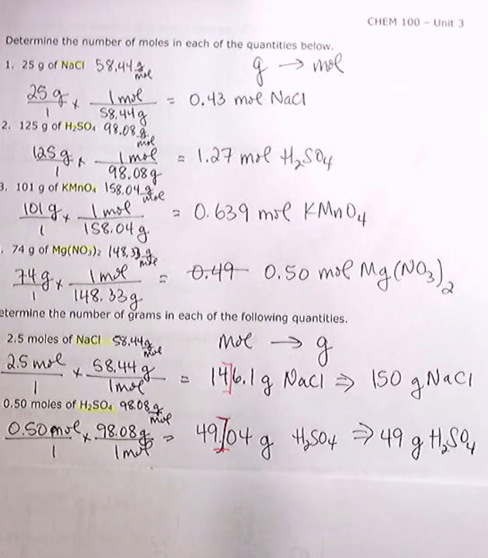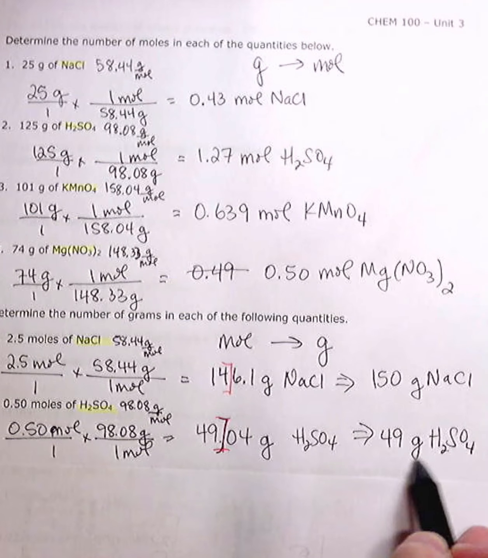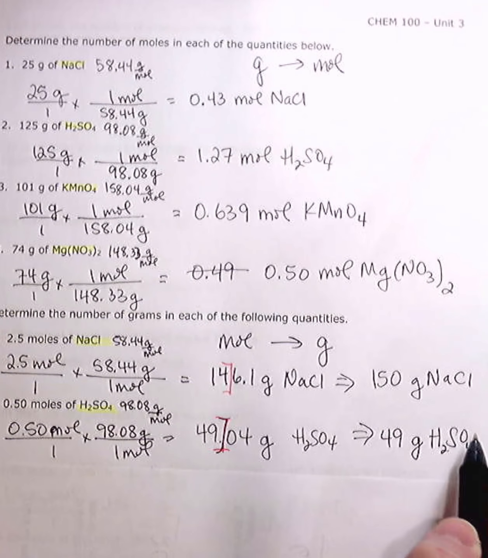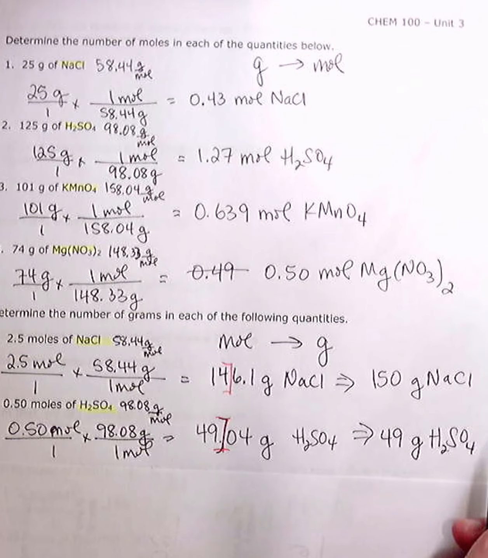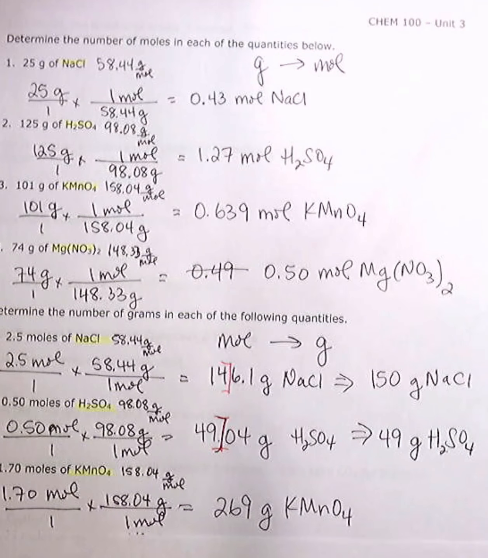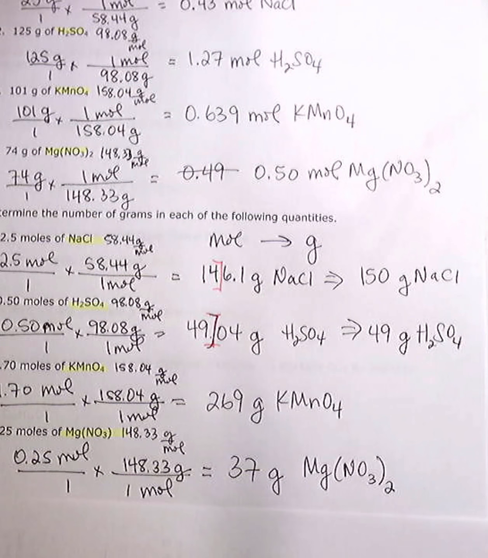I get a lot of questions about should I write out the name of the compound, and I always say yes, just to avoid confusion, because when you're talking about grams and moles of something, it's grams and moles of what? Because every compound has a different molar mass. Okay, number 3, 269 grams of potassium permanganate, and number 4 is 37 grams of magnesium nitrate.